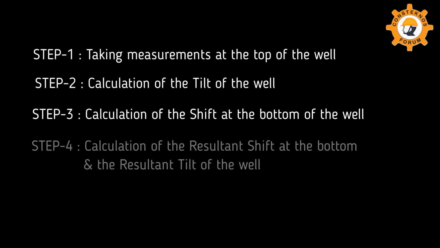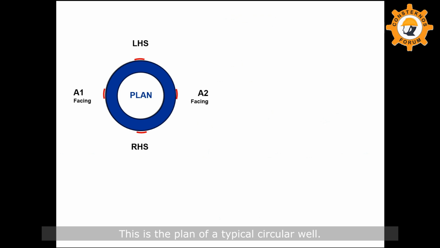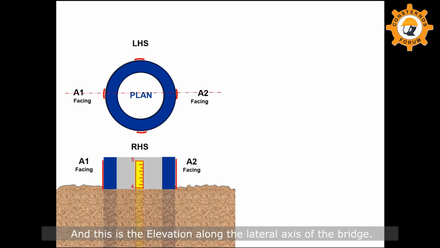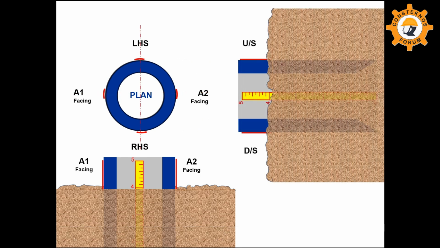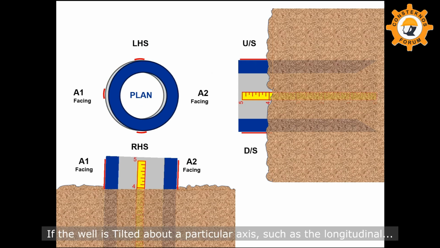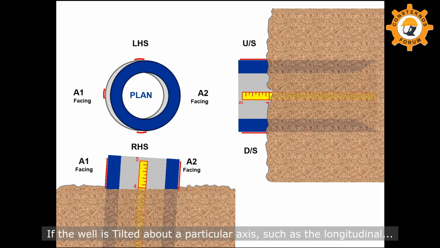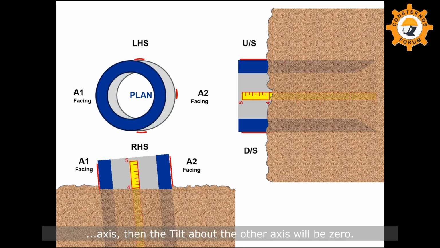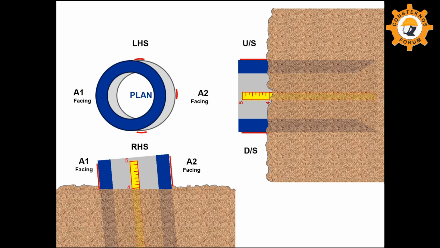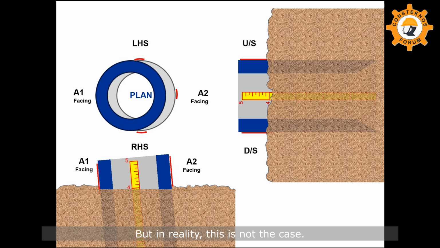Step 4. Calculation of the resultant shift at the bottom and the resultant tilt of the well. This is the plan of a typical circular well. This is the elevation along the longitudinal axis of the bridge, and this is the elevation along the lateral axis of the bridge. If the well is tilted about a particular axis, such as the longitudinal axis, then the tilt about the other axis will be 0. But in reality, this is not the case. The well can be tilted in any direction.